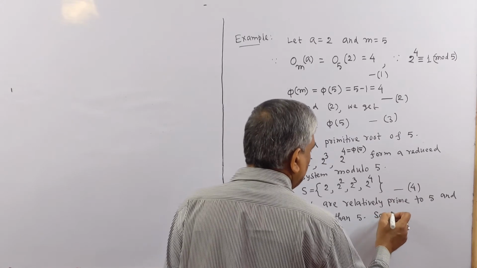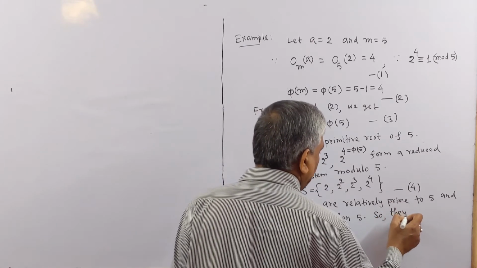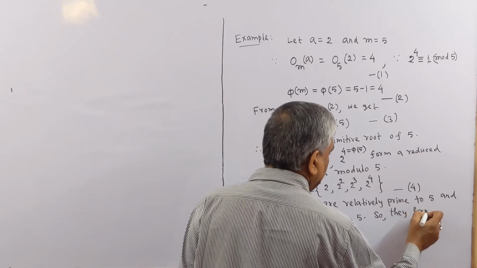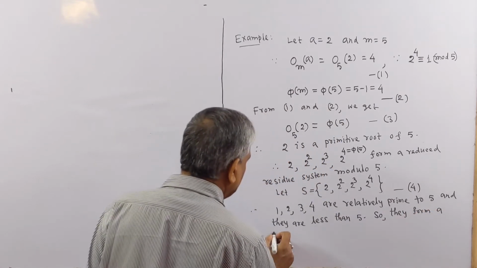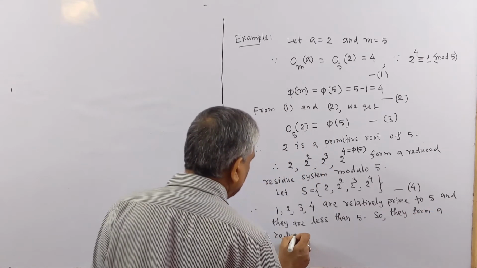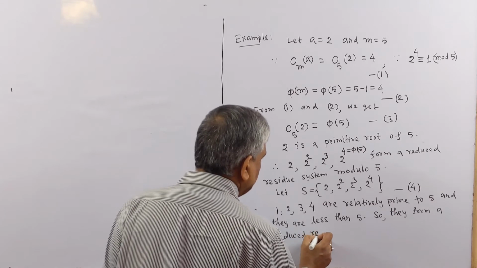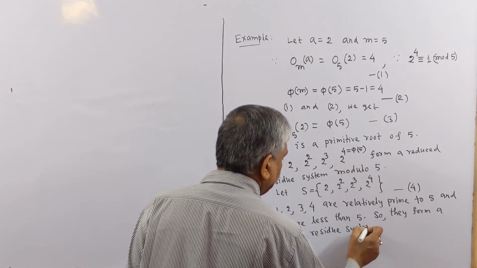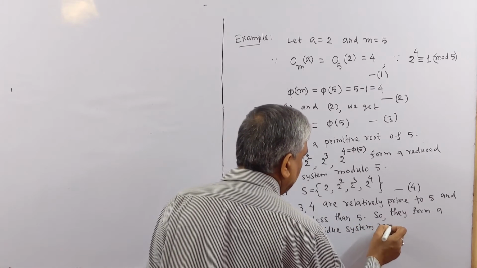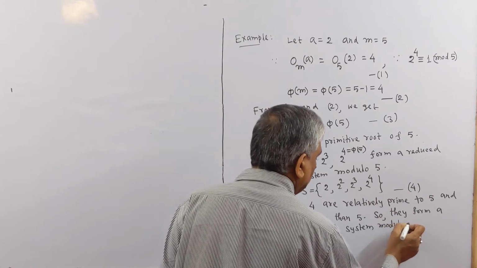So they form a reduced residue system modulo 5.